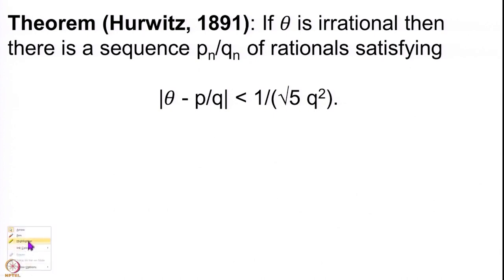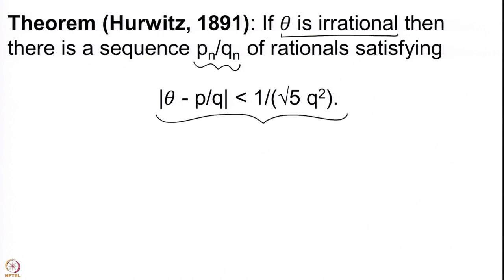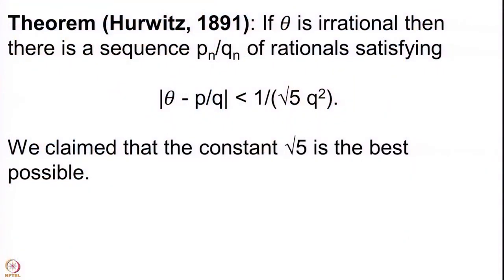This theorem says that if you have an irrational number theta, then there is a sequence of rationals converging to theta, of course, satisfying this particular inequality. And then we said that this constant root 5 is the best possible constant. This is our claim, that root 5 is the best possible constant. You cannot improve root 5 even by any slight quantity, and we are going to prove this.